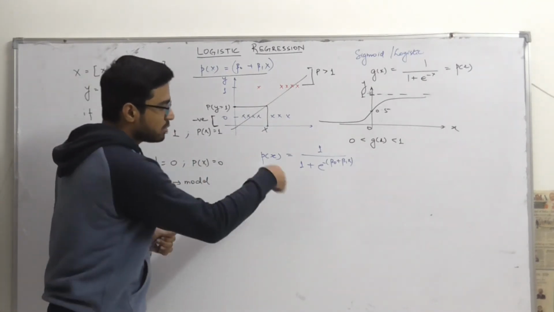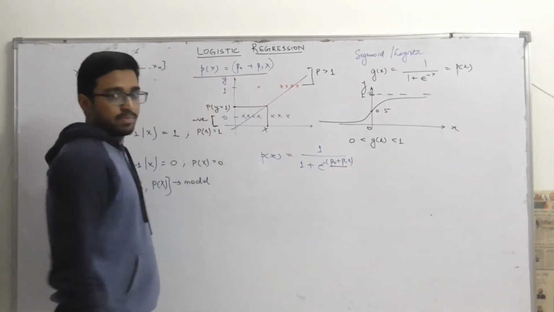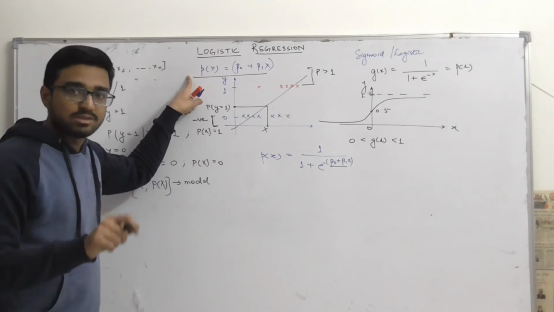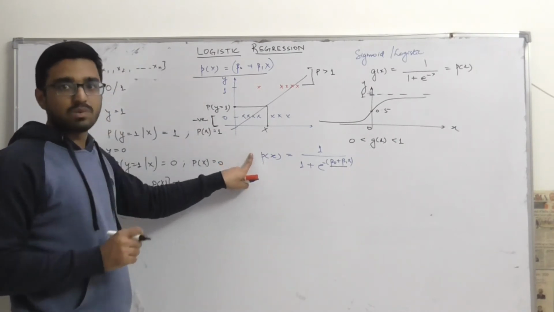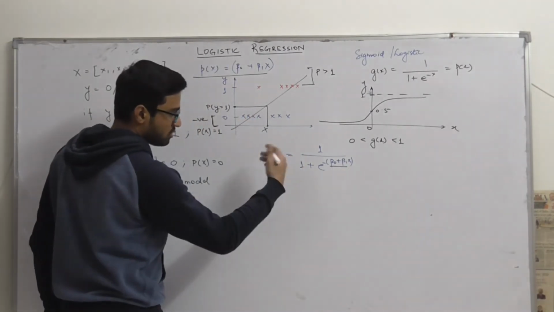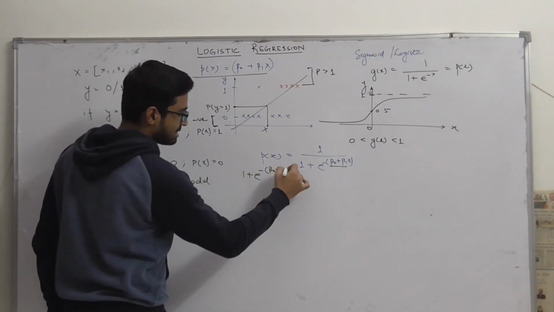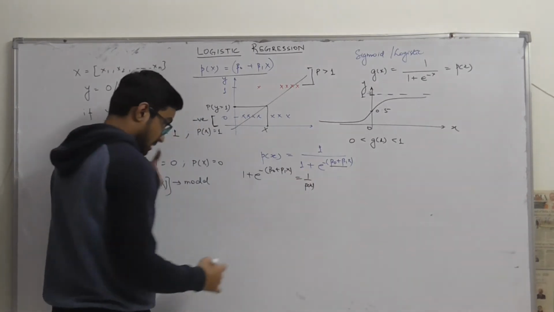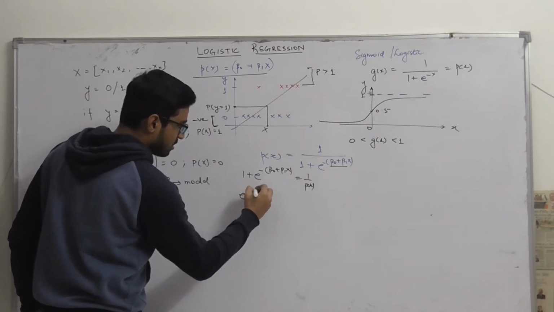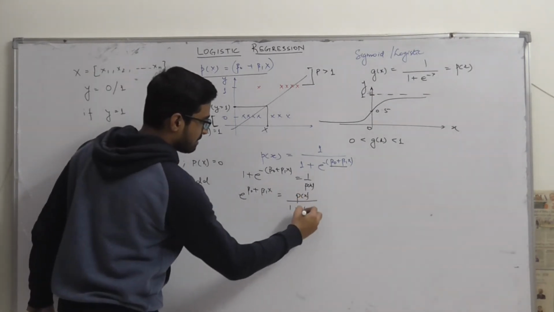Now, let us try to solve this equation and get the value of this term. In linear regression, beta naught plus beta 1 x is equal to p(x). If this is the equation for logistic regression, then what should be the value of this term? If I solve this, you can say that 1 plus e to the power minus (beta naught plus beta 1 x) is equal to 1 upon p(x). Then sending 1 to that side, you will get that e to the power (beta naught plus beta 1 x) is equal to p(x) upon 1 minus p(x).